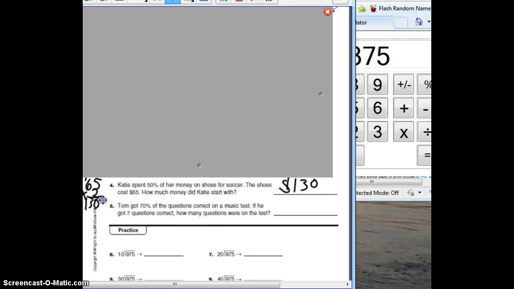Well, if he got 70% and there were 7 questions, he must have gotten 7 out of 10, because 70% as a fraction would be 7 out of 100. Or you could write it as 7 over 10. These are equivalent fractions. So if you got 7, there must have been 10 questions.